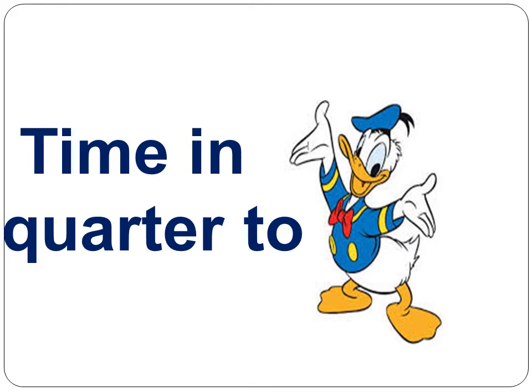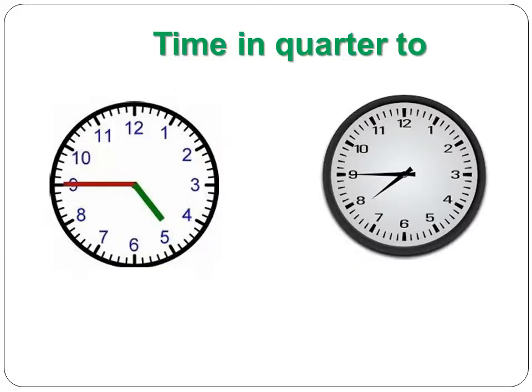Today we will be learning how to read time in quarter to. Let's start with example 1. Here you can see the minute hand is at 9. Tell me, in minutes, 9 should be multiplied by 5. So it is 45 minutes.